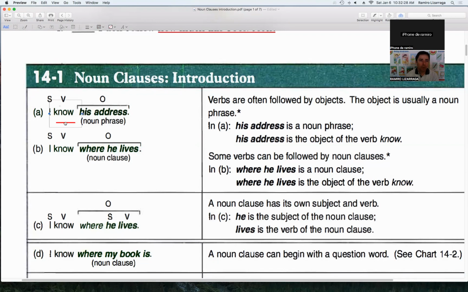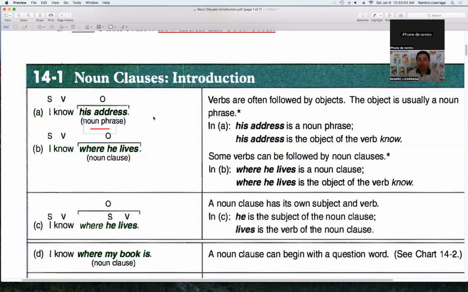We have the verb known here, and this is the object. So his address is the object. It says here, verbs are often, all the time, followed by an object. The object is usually a noun phrase. And what is a noun phrase? His address, my address, your house, her house, her car. Those are noun phrases.